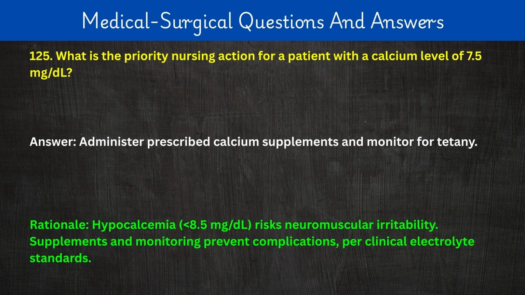125. What is the priority nursing action for a patient with a calcium level of 7.5 milligrams per deciliter? Answer: administer prescribed calcium supplements and monitor for tetany. Rationale: hypocalcemia, less than 8.5 milligrams per deciliter, risks neuromuscular irritability. Supplements and monitoring prevent complications, per clinical electrolyte standards.